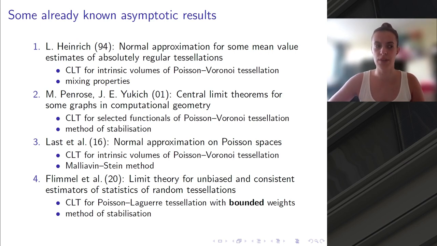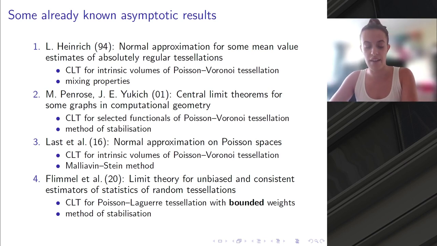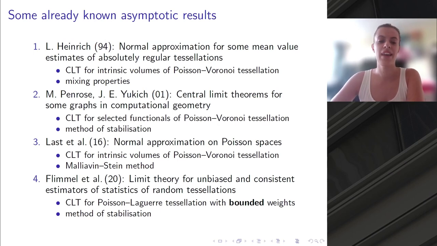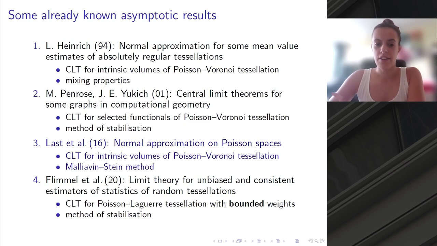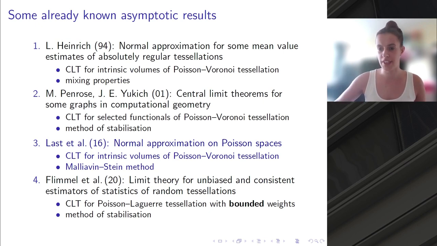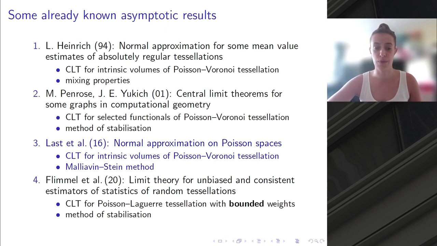You do see this a lot whenever somebody works with Laguerre tessellation, that they just assume that the weights are bounded, because it does make things a lot easier. This is why we wanted to get rid of it, because we were trying to make this result somehow more general. Our idea was to use normal approximation on Poisson spaces, an article by Lachièze-Rey, Peccati and Schulte from 2016. They used the Malliavin-Stein calculus, or the Malliavin-Stein method, to derive central limit theorems. One of the models they used was Poisson-Voronoi tessellation and intrinsic volumes of the Poisson-Voronoi tessellation. So the idea was to take this and somehow use it for the Laguerre tessellation, because it would give us a CLT for a more general range of models, and also it would give us the speed of convergence, which the method of stabilization didn't.